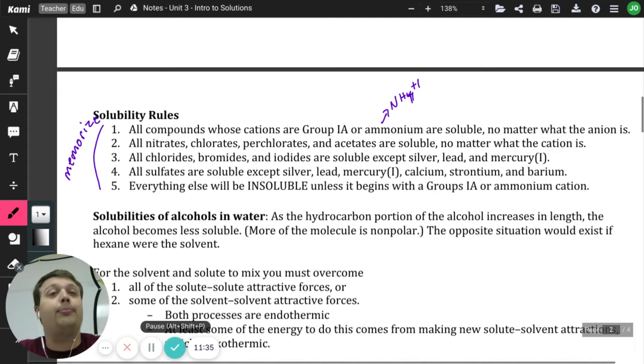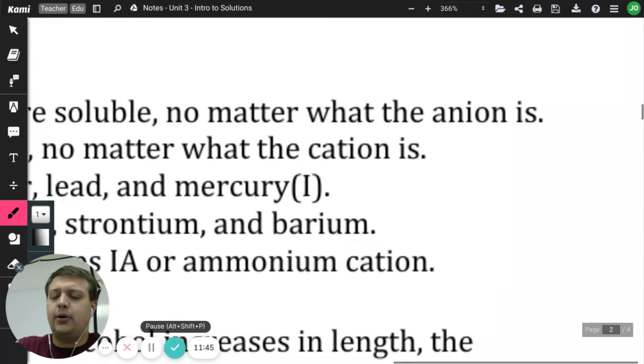Again, unless it's paired up with something from group 1 or ammonium. All right. So now that we've got a general idea of what our solubility rules are, let's take a quick look at a practice problem.